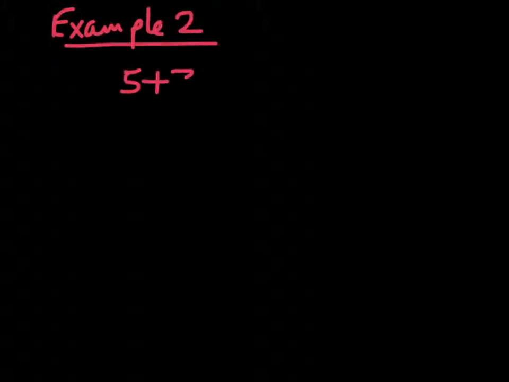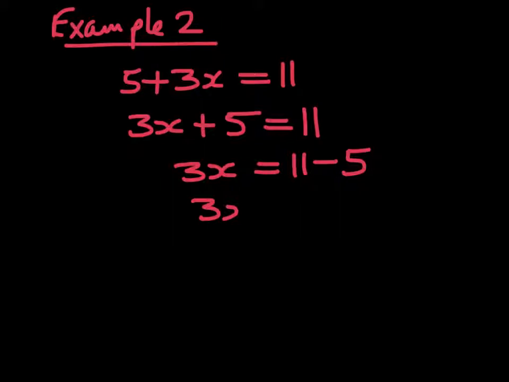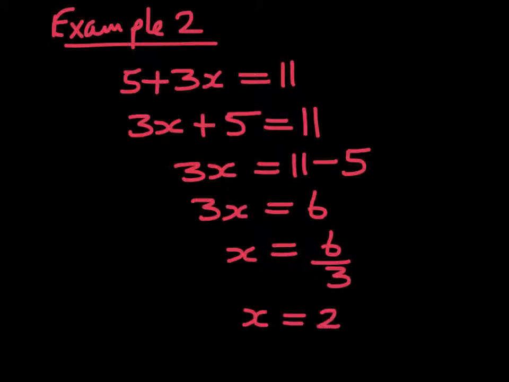Example 2 gives 5 plus 3x equal to 11. This is the same as 3x plus 5 equals 11. So as before, 3x equals 11 minus 5. 3x equals 6. And then the inverse of times by 3 is divide by 3. So x equals 2.